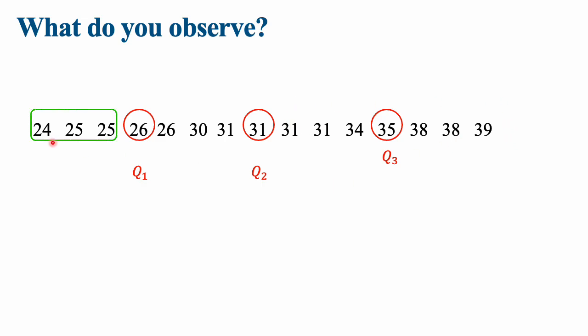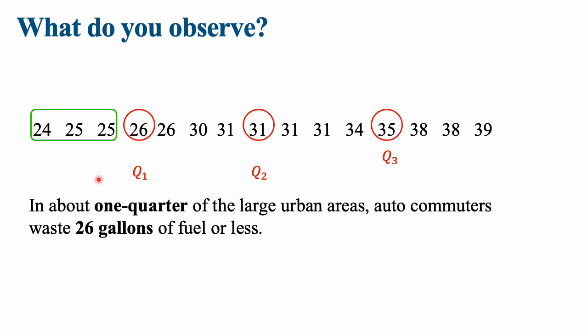Okay? So let's see here. Here are just 3 data values. So it's about 1/4 of large urban areas' auto commuters who waste 26 gallons of fuel or less. That's 1/4.